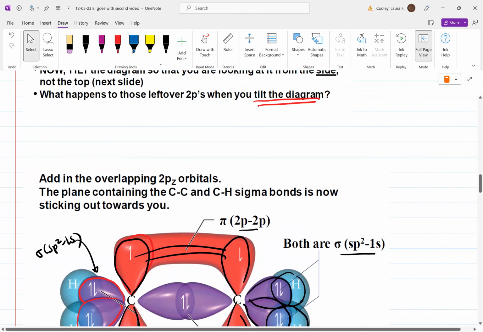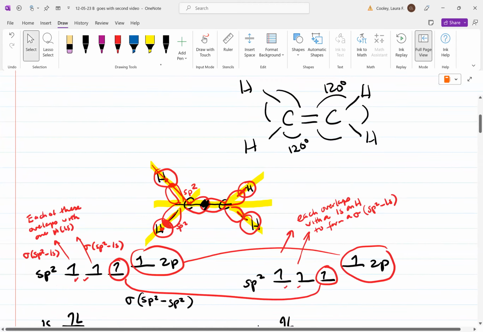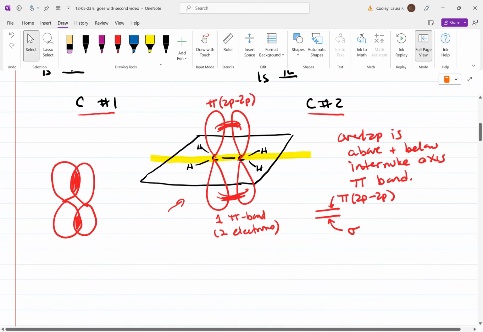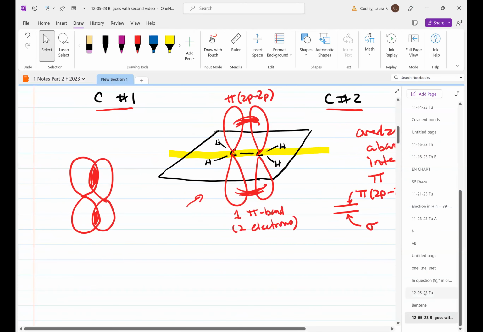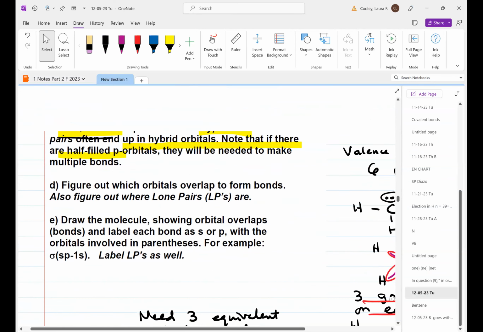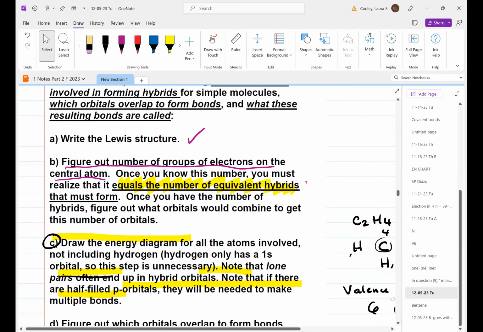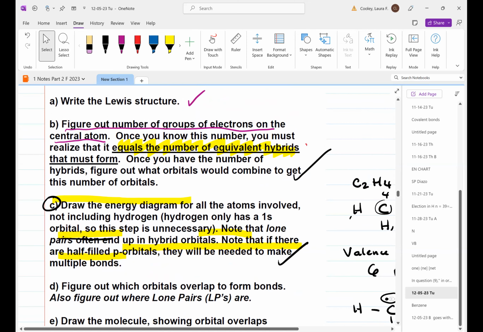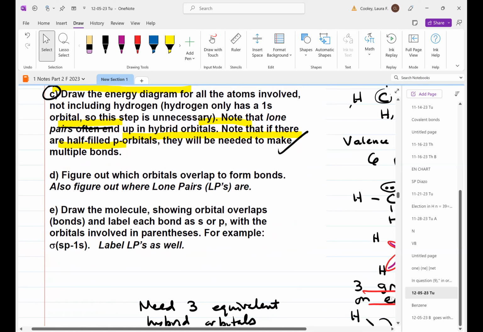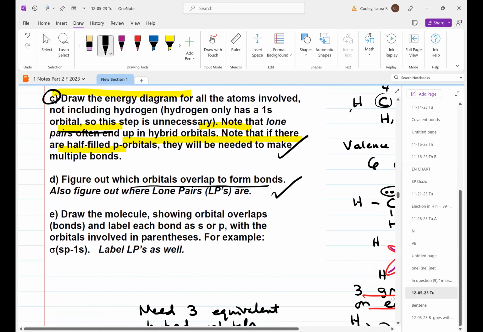Okay, so now where are we on our instructions? I don't even think I have the instructions here, but I'll go back to the other one and look. So we had this long set of instructions. So figure out the number of groups, we did that. Draw the energy diagram, we did that. Figure out which orbitals overlap to form bonds, we did that. And then it says to draw the molecule showing orbital overlaps. And we did that as well. So we've basically done everything.